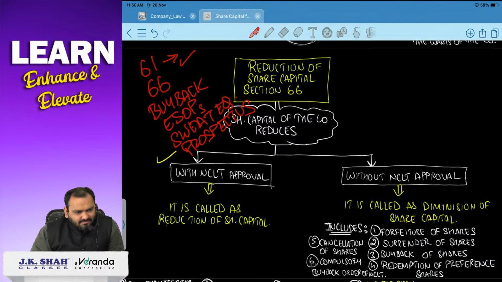So will you manage this? Or you can watch the previous Sanjivani, in that you will find this chapter on share capital. Okay. So done?